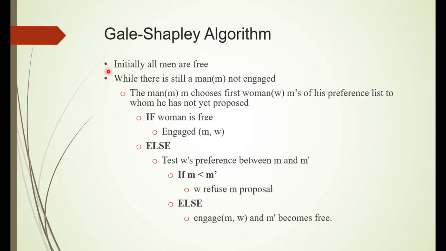To solve this problem, we can use the Gale-Shapley algorithm. The steps are as follows. Initially, all the men are free. While there is still a man M who is not engaged, do the following. The man M chooses the first woman W on his preference list to whom he has not yet proposed. If woman W is free, then we engage M to W.